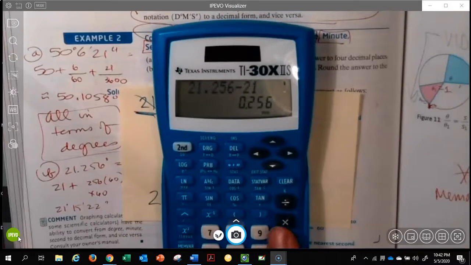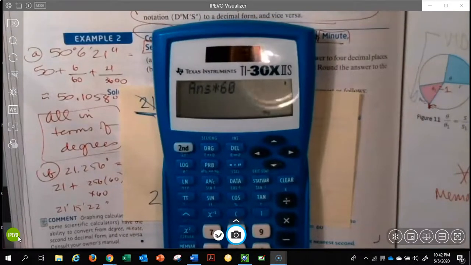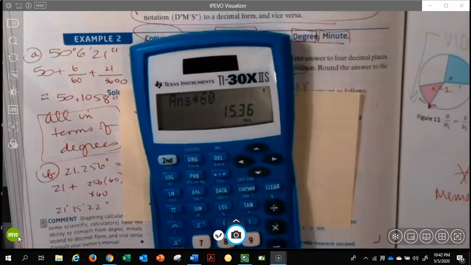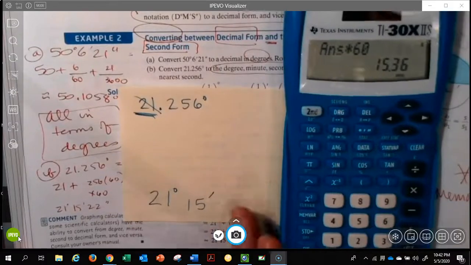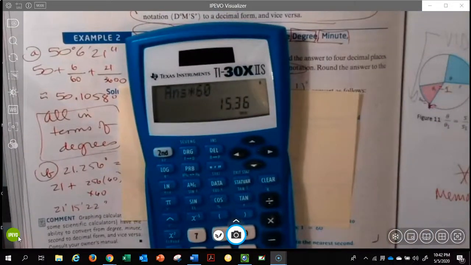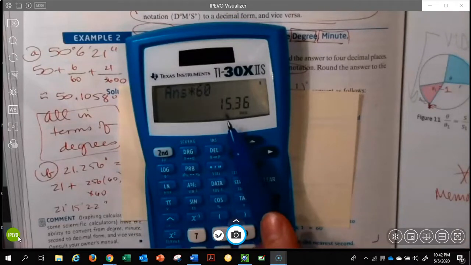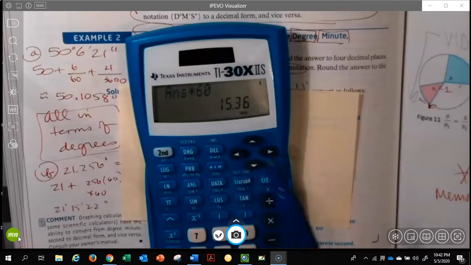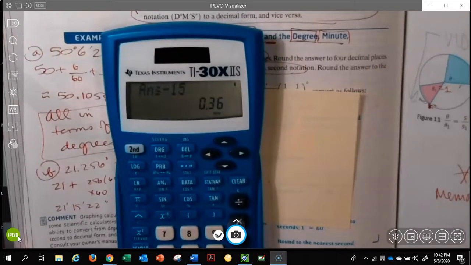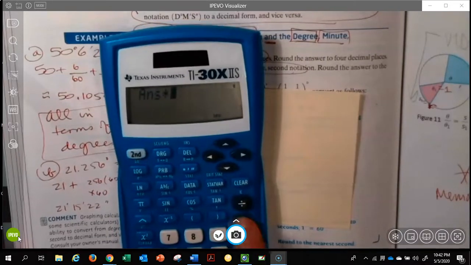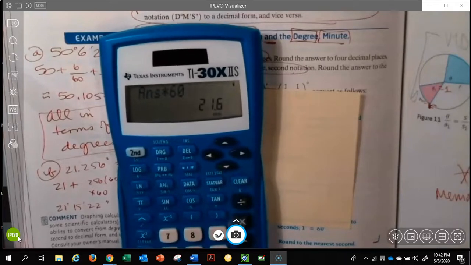So I'm still in degrees, but to go to minutes, I need to multiply it by 60. I got 15.36. So that 15 out front, those are my minutes. I'm going to wash, rinse, and repeat, but I'm not going to multiply by 3600 because these are now minutes. And to get my minutes to go to seconds, it's only a 60 away. So subtract off the junk in the front, and we're now down to a fraction of the minutes. And to get it to seconds, I'm going to multiply by 60.